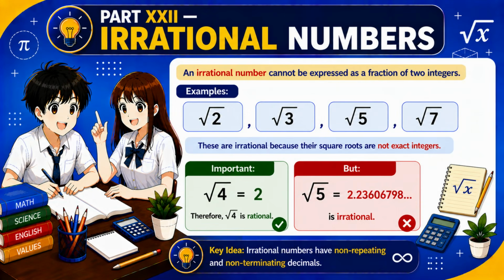An irrational number cannot be expressed as a fraction of two integers. Examples: square root of 2, square root of 3, square root of 5, square root of 7. These are irrational because their square roots are not exact integers.